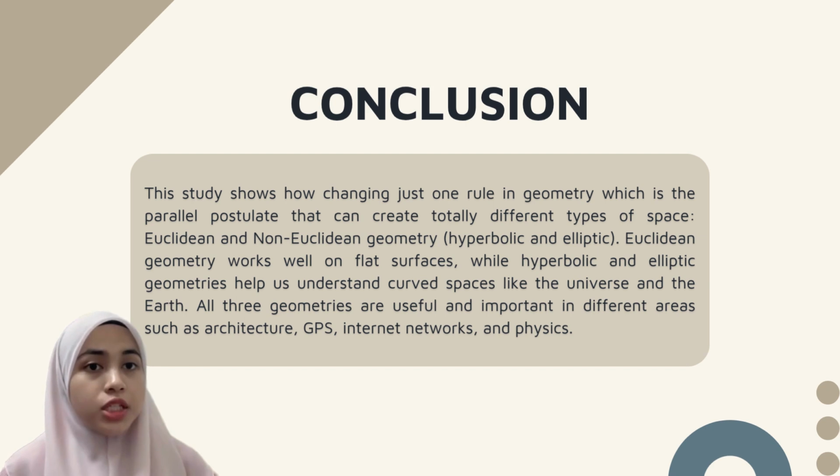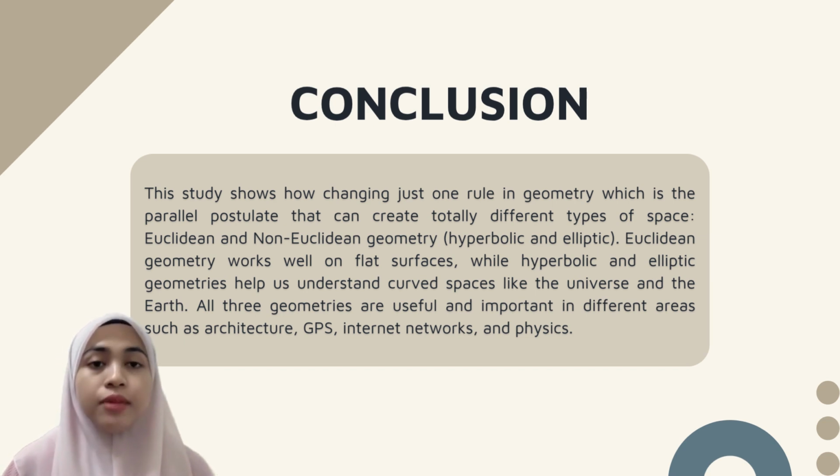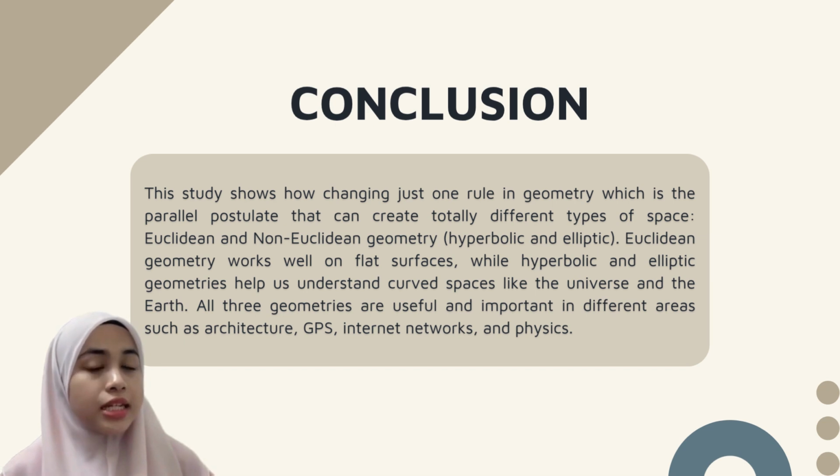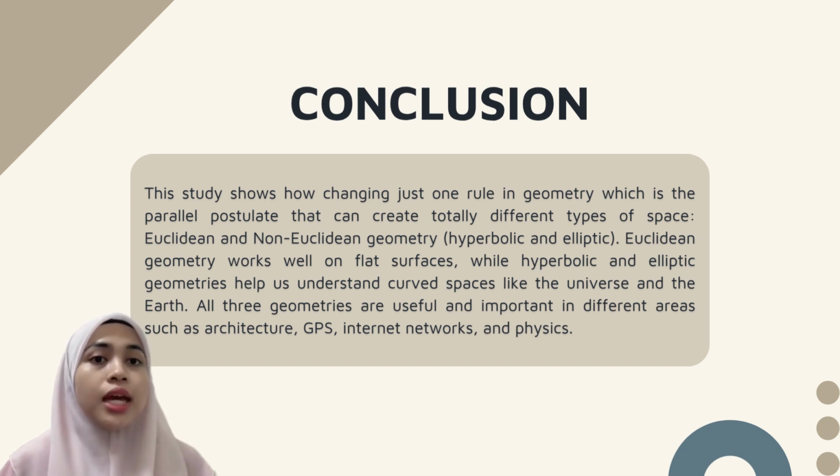Each of these geometries has its own special properties and they are all useful in different fields. For example, Euclidean geometry is used in construction and design, hyperbolic geometry in internet networks and link prediction, and elliptic geometry in GPS and astronomy. This shows us that geometry is not just about shapes, but a powerful tool for understanding the world around us.